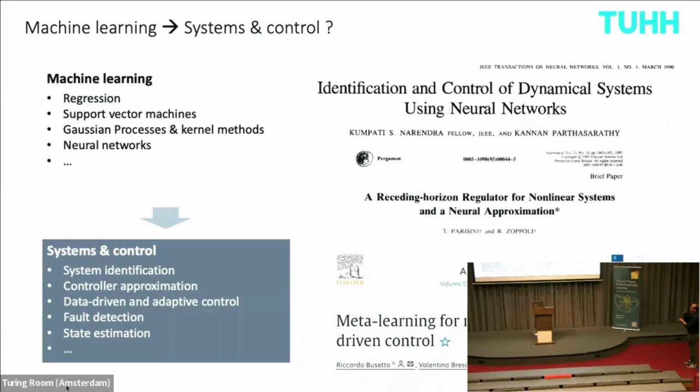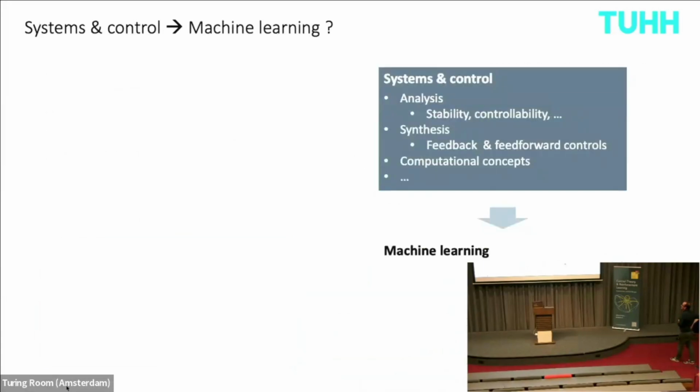But what if we go the other way around? Can we bring systems and control ideas to machine learning? And what are our systems and control tools? We have analysis tools, stability, controllability. We have synthesis tools, feedback, feed-forward concepts, computational concepts.